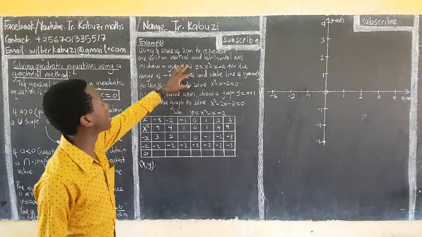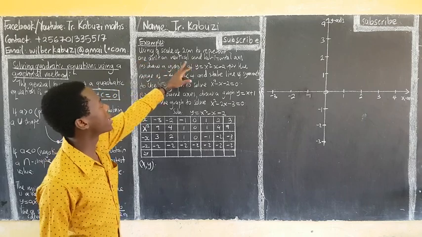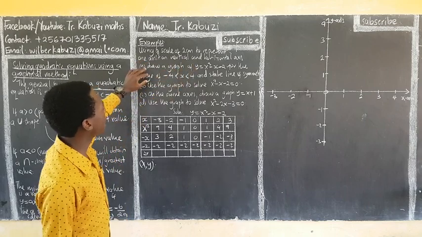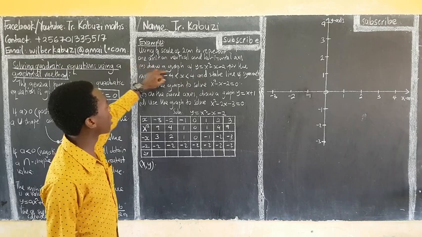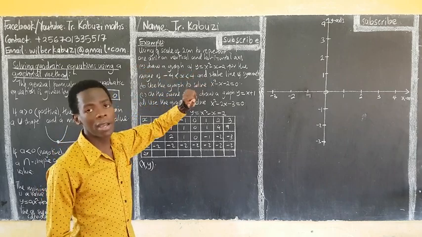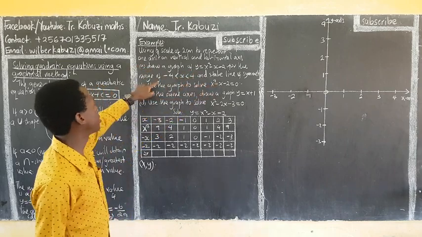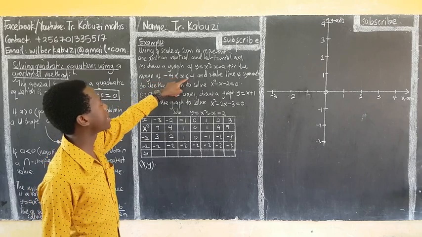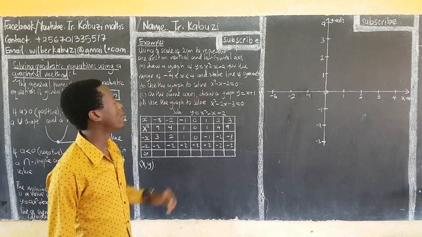Using a scale of 2 cm to represent one unit on the vertical and horizontal axis, draw a graph of this. This is the graph we are going to draw for the range of negative 4 less than x less than 4, and state the line of symmetry.